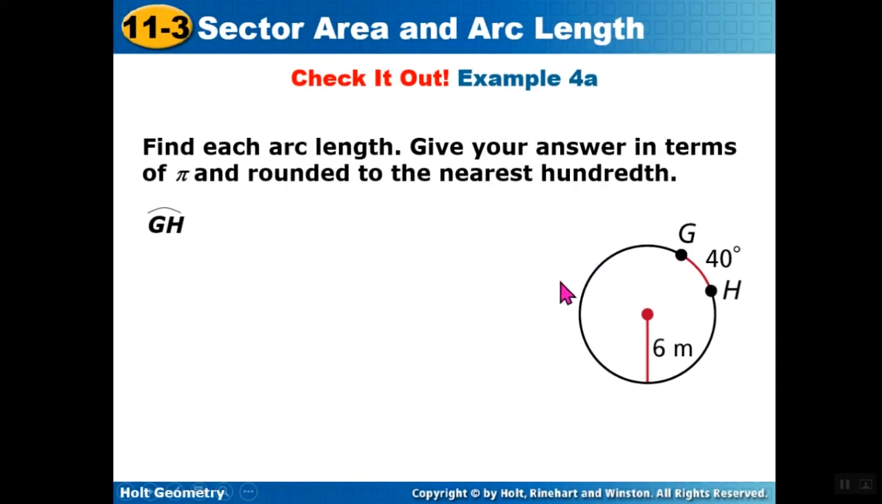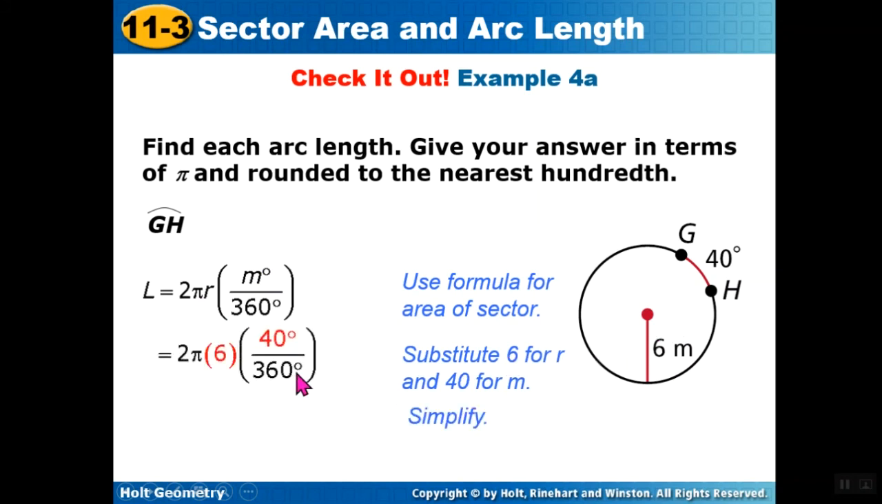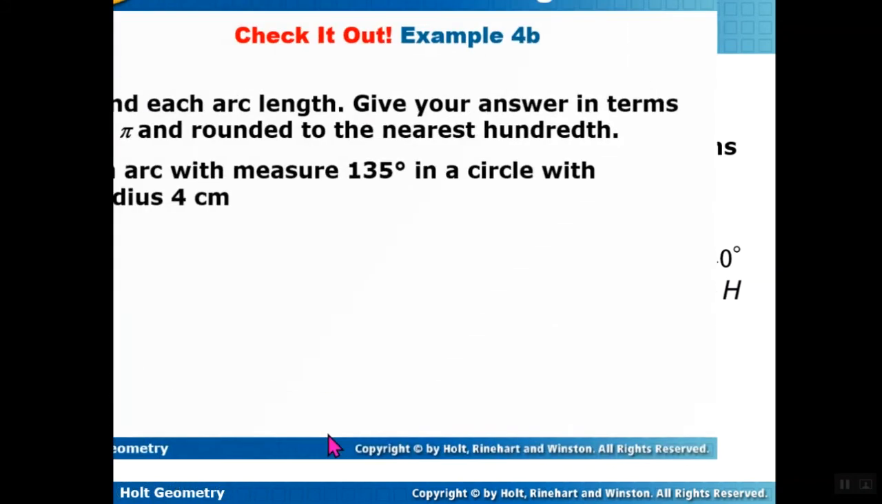Now the second example: here also they want you to find the length of GH. The measure of arc GH, the angle in front of this arc, is 40 degrees. What is the length of GH? We need the distance from G to H as a part of the full circumference, right? Use the same formula, substituting r with 6 and m with 40. Then simplify in terms of pi and to the nearest hundredth.